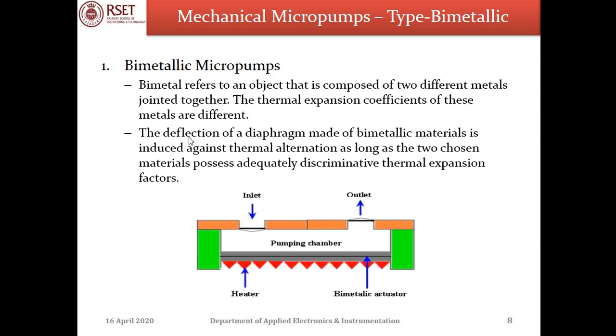So here is the picture of one such bimetallic micropump, where you can see that there is an inlet and an outlet, and this is the pumping chamber, supported by a bimetallic actuator which can be heated externally. As and when you heat the bimetallic actuator, there will be a temperature difference between the two metallic parts joined in the bimetallic actuator, as a result of which there will be a deflection of the diaphragm.